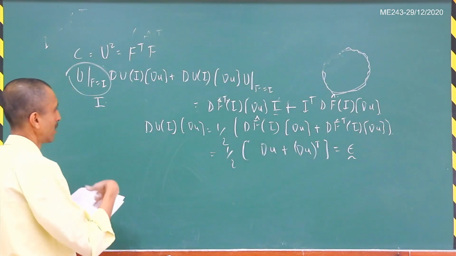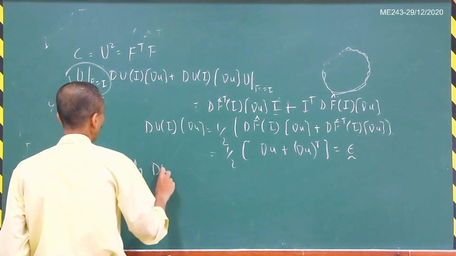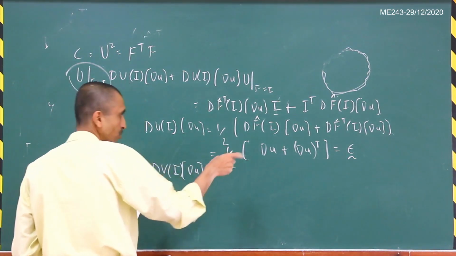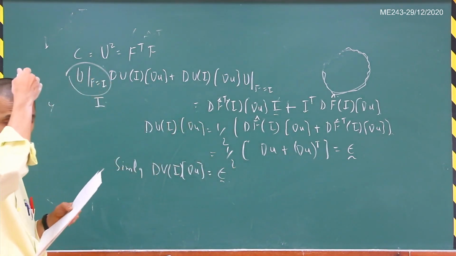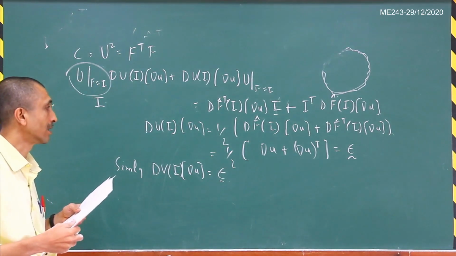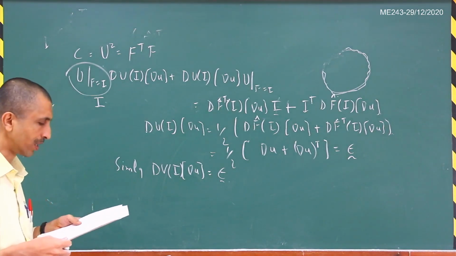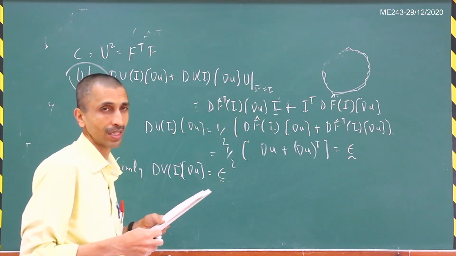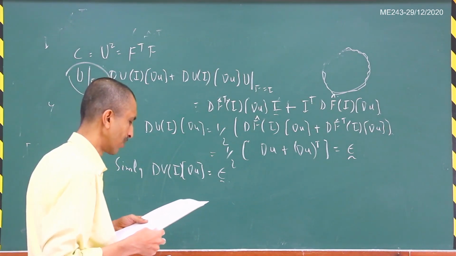And then similarly you will get that D of V at I in the direction ∇u is also equal to epsilon. So to summarize, no matter which strain tensor you look at, you will always get back the linearized strain tensor upon linearization. So you don't need to consider multiple strain measures in the linearized context. Just this epsilon, if you introduce it, is good enough here.